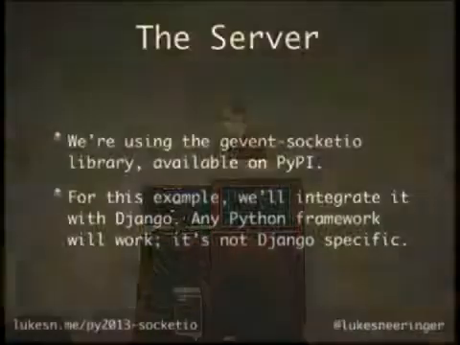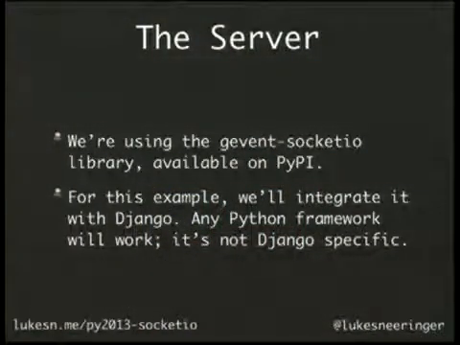Like I said, we're using the gevent-socketio library. It's available on PyPI. I'm going to show you an example. Again, I've made it available on GitHub. We'll get to that at the end. And for this example, we're going to integrate with Django. There is nothing Django-specific about doing this. You can use Flask, you can use Pyramid, you can use Web2Py, you can use nothing at all. But in order to make this easy, in order to focus our time on actual SocketIO things, we're going to gloss over the Django stuff and just talk about SocketIO.